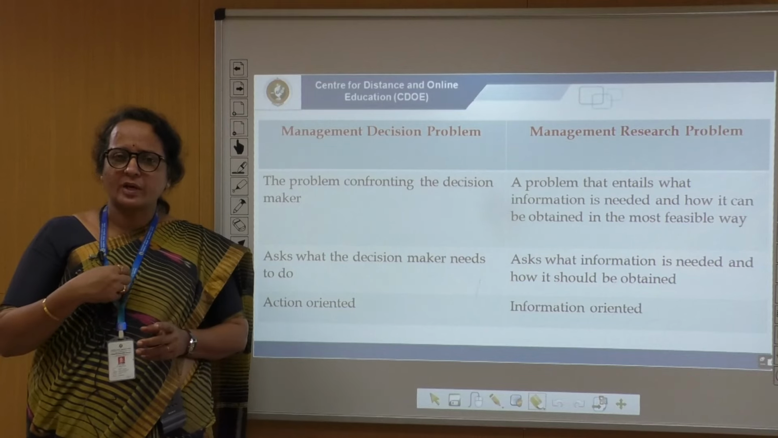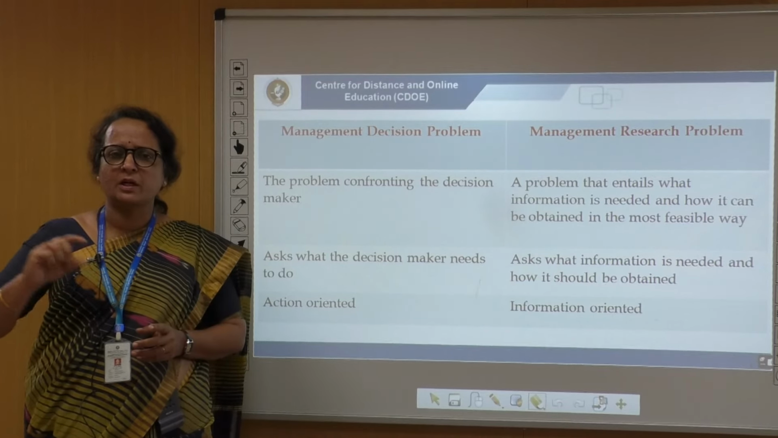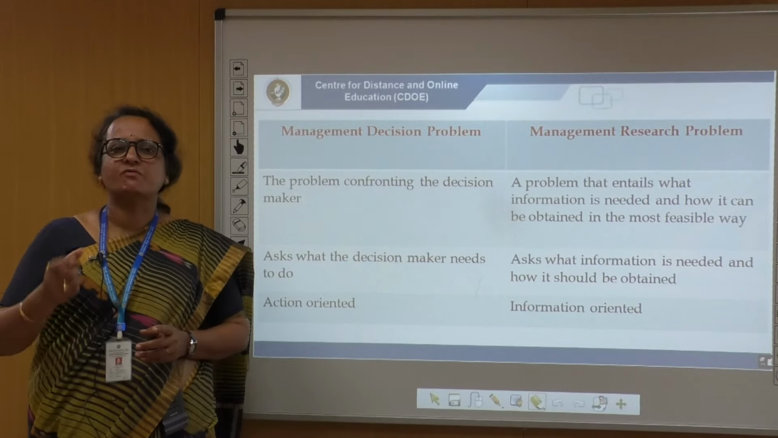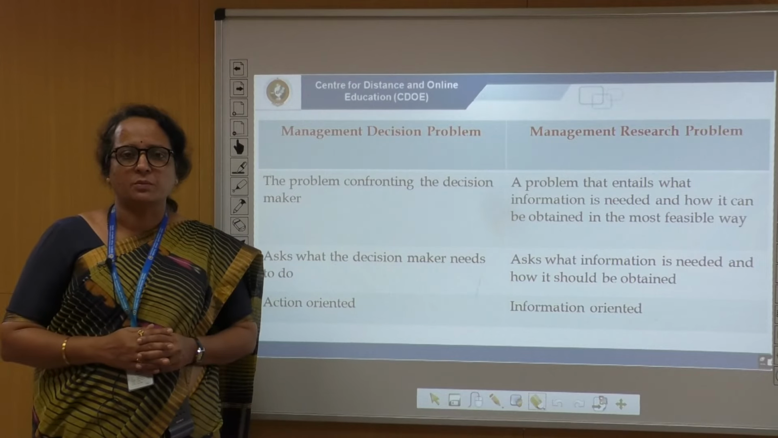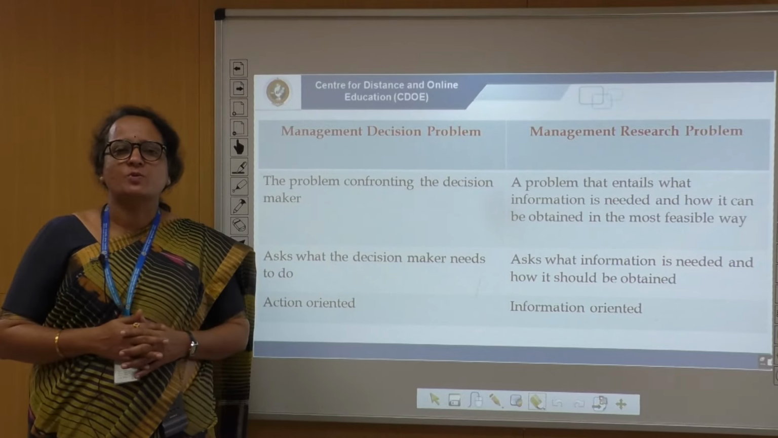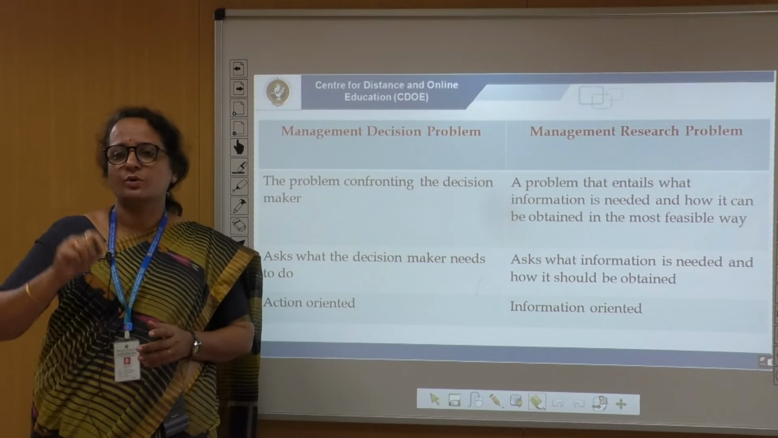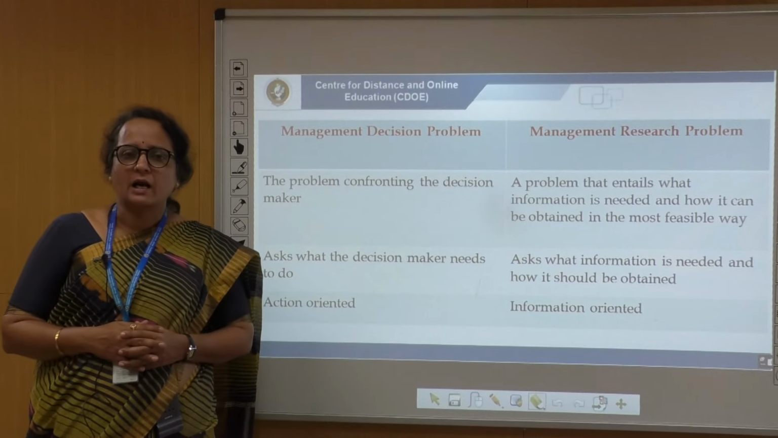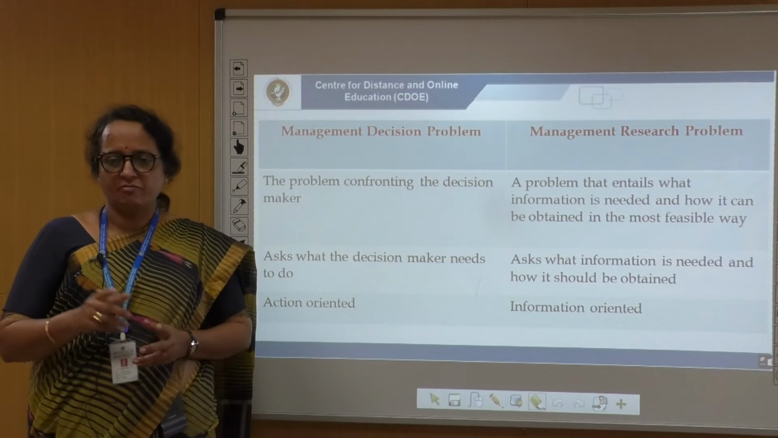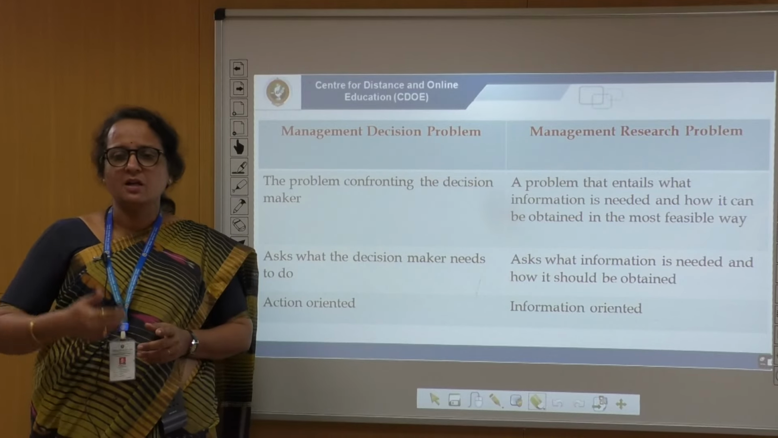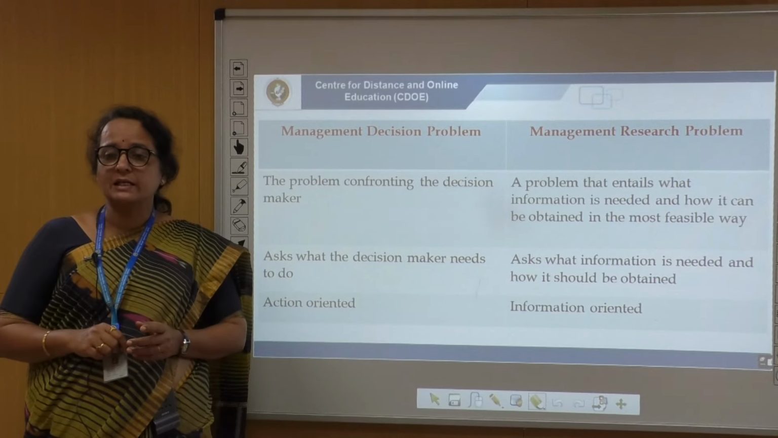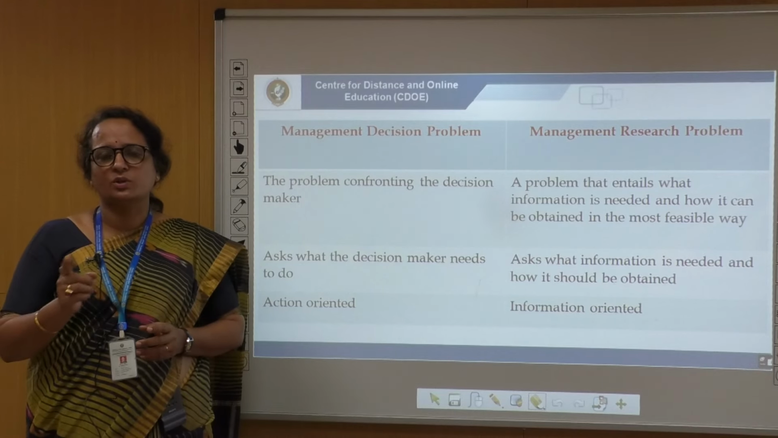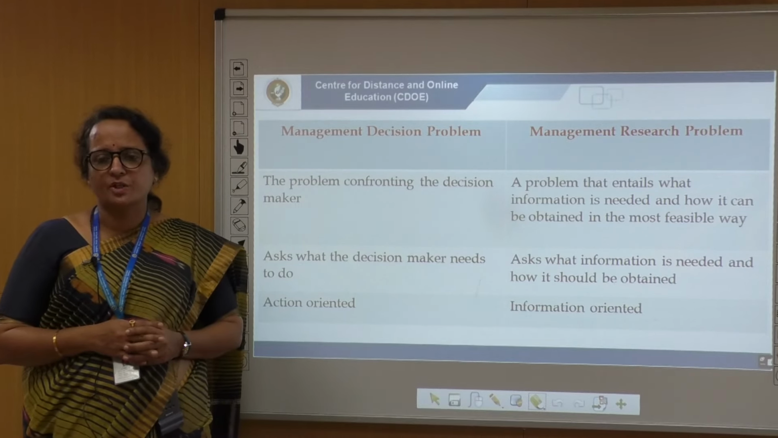So first the manager will realize the decision problem, and that decision problem will be communicated to the researcher. The researcher along with his team will visit the organization, and first they try to understand the nature of the problem. Once they do that, then they convert that management decision problem into a research problem. So a research problem is a problem which entails what information is needed and how that information is to be gathered. Whereas a decision problem is a problem faced by the decision maker, a research problem entails what information is needed and how it is to be obtained from feasible sources or in a feasible way. So that is the difference between a management decision problem and a research problem.